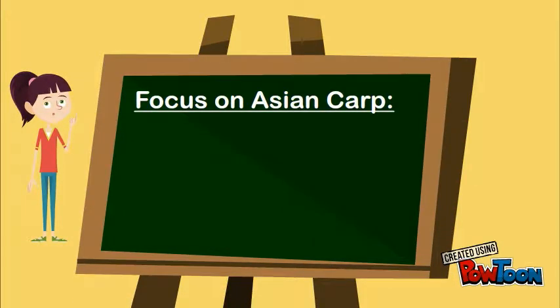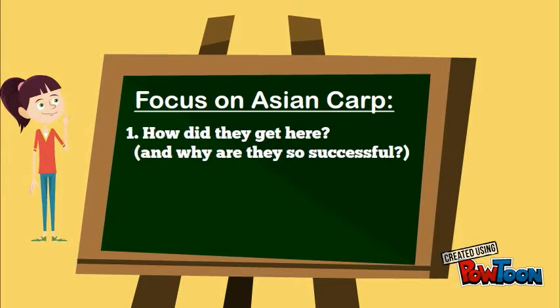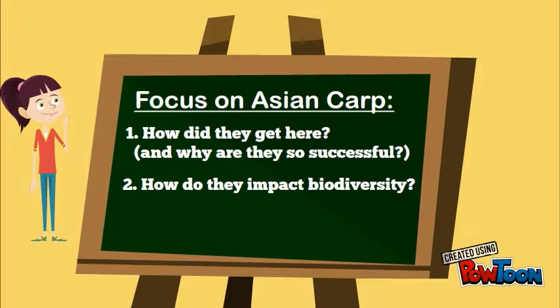Today we're going to focus on an invasive species known as the Asian carp, which includes silver, bighead, grass, and black carp from Southeast Asia. We're going to look at how they got here, how they impact biodiversity, and what we can do.